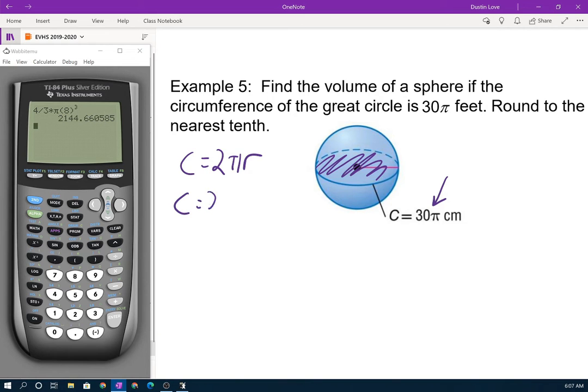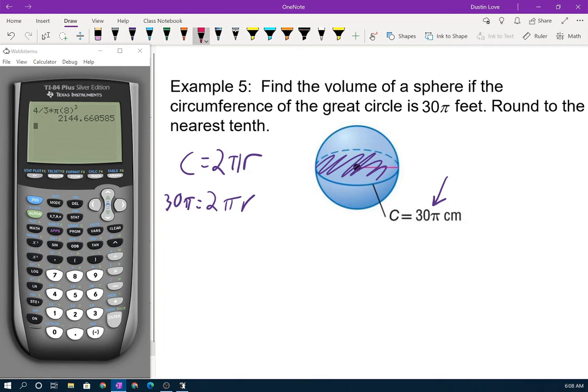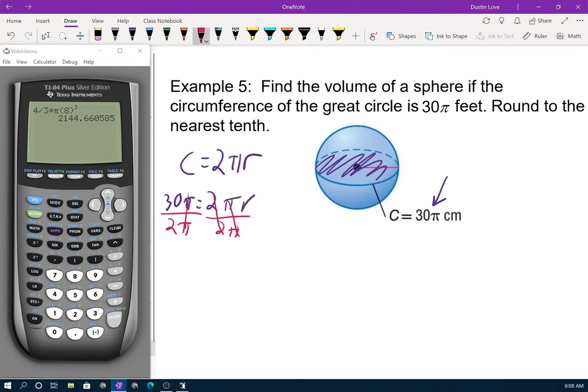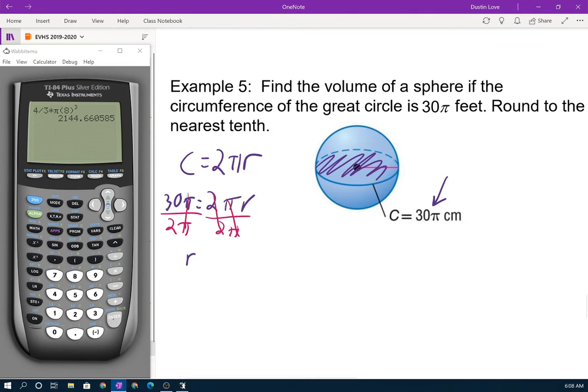So C equals 2 times pi times r. Sorry, that C should have been the actual circumference, which is 30 pi. I'm going to do the same thing I did before and divide by 2 pi. That pi cancels out. And I'm left with r equals 15.